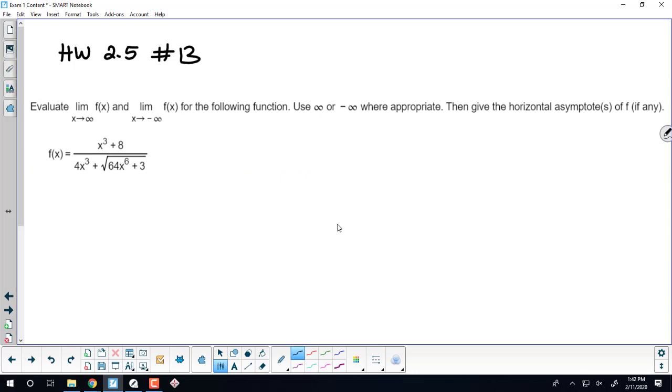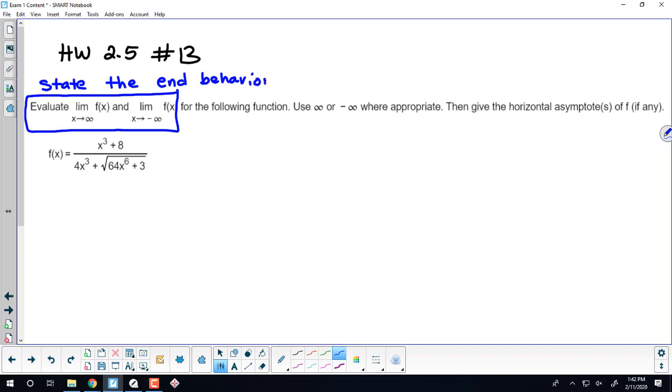So we have to find the limit at infinity and at negative infinity of f of x for the following function. I'm going to highlight this here, evaluate the limit at infinity and negative infinity for the function. What's another way to ask that question? Right, end behavior. So instead of saying evaluate this limit and that limit, it could just say state or determine the end behavior of the function.